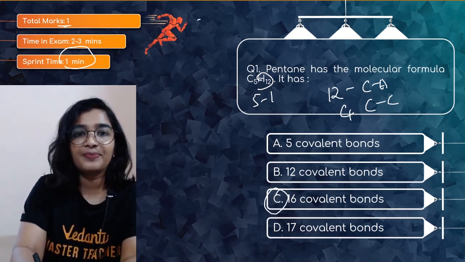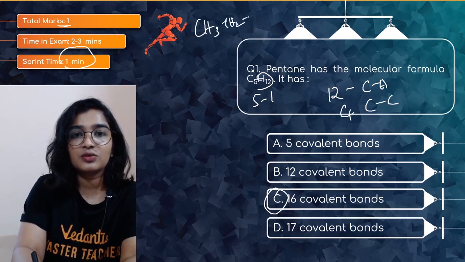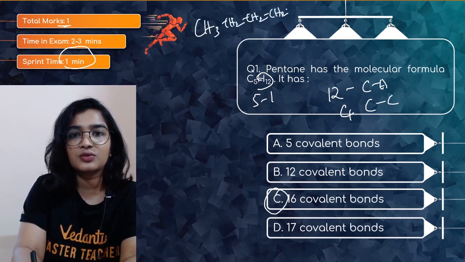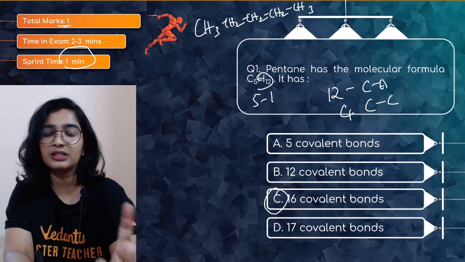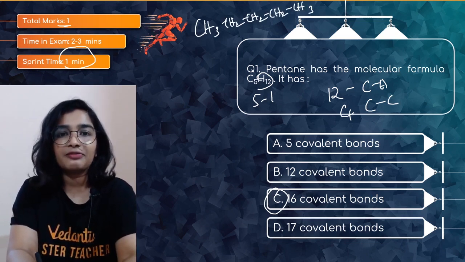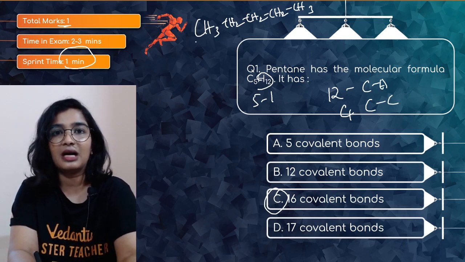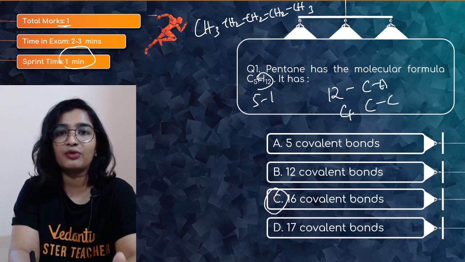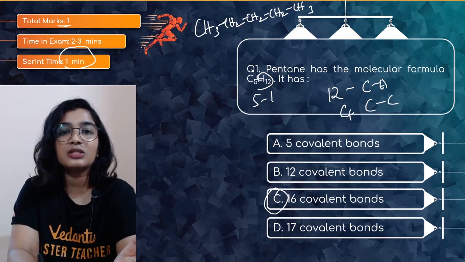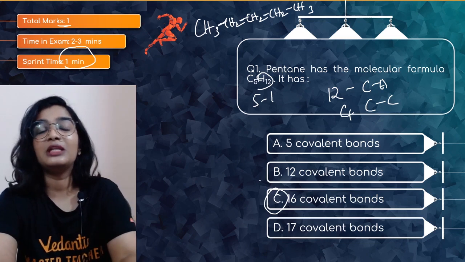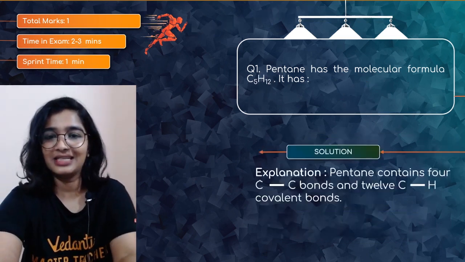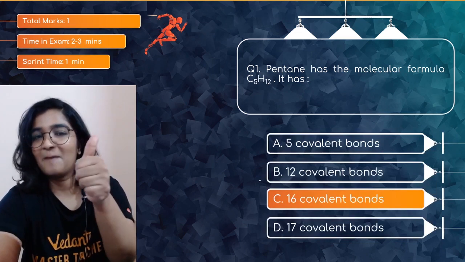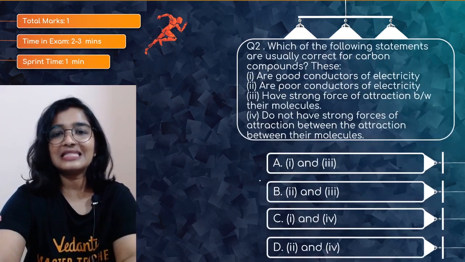Let me just show it to you. CH3, CH2, CH2, CH2, CH3 is the molecule. I have not written the full structure, but you all know that if I am writing H, that means there has to be a bond between carbon and hydrogen. 3, 2, 2, 2, 3 makes 12 hydrogens. There are 5 carbon atoms, but how many C-C bonds are there? 1, 2, 3, 4. So option C will be the right answer. Bingo, very good.